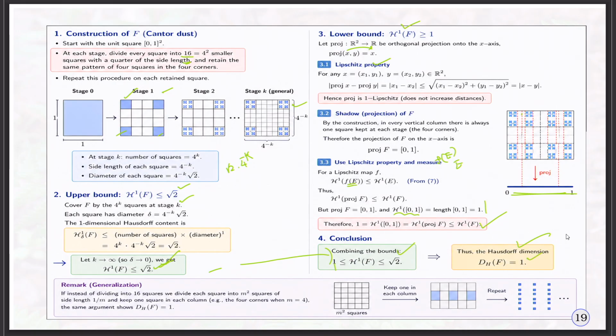So we constructed the Cantor set, which is a subset of R^2. Its Hausdorff dimension is 1, whereas the R^2 Hausdorff dimension is 2.